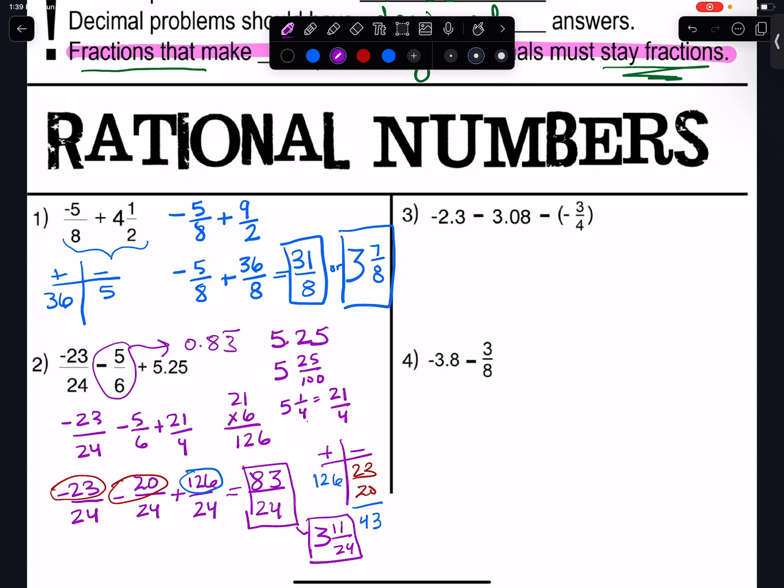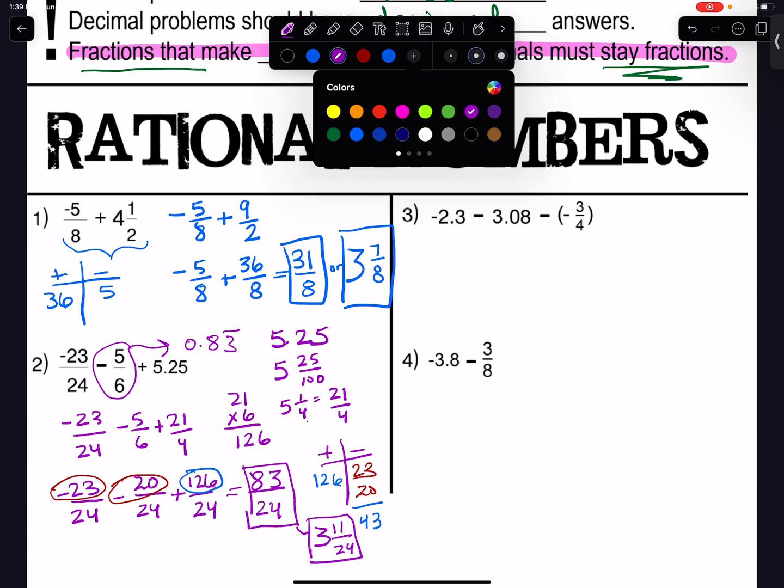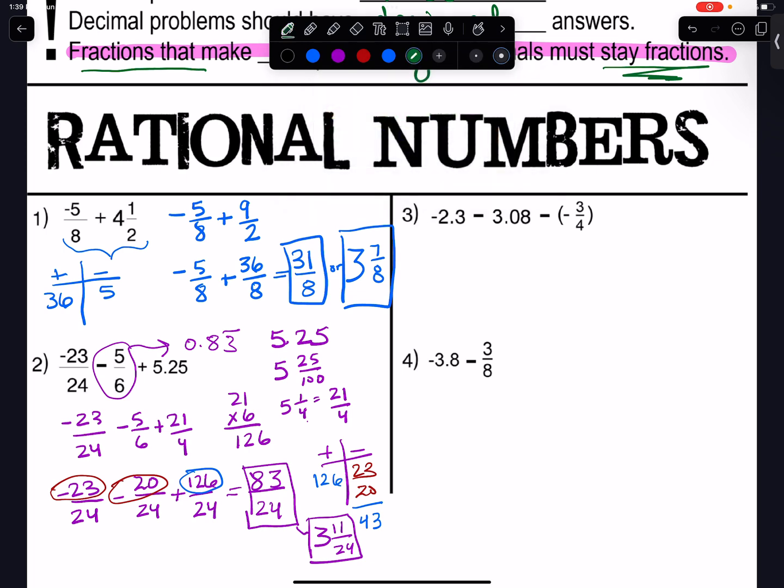All right, for number 3, we have another combination of fractions and decimals. In this case, first of all, we have a double negative. Let's get rid of that because we really don't want that. Anytime we have a double negative, we're going to add. So that's good. And then I know that 3/4 equals 0.75. If you don't have that memorized, you can do 3 divided by 4 in your calculator. So in this case, we can use all decimals.